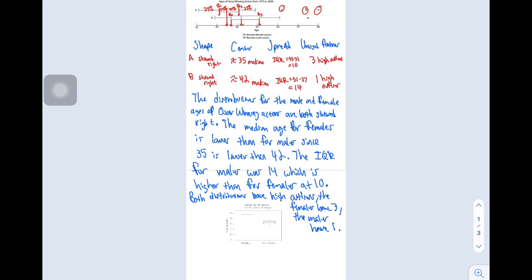Alright, so again, when describing these distributions: shape, center, spread, unusual features. For the AP test, you're actually going to have to write a paragraph where you speak of these 4 things, I should say. Shape, center, spread, unusual features. And we will get more practice with this, definitely as the year goes on.